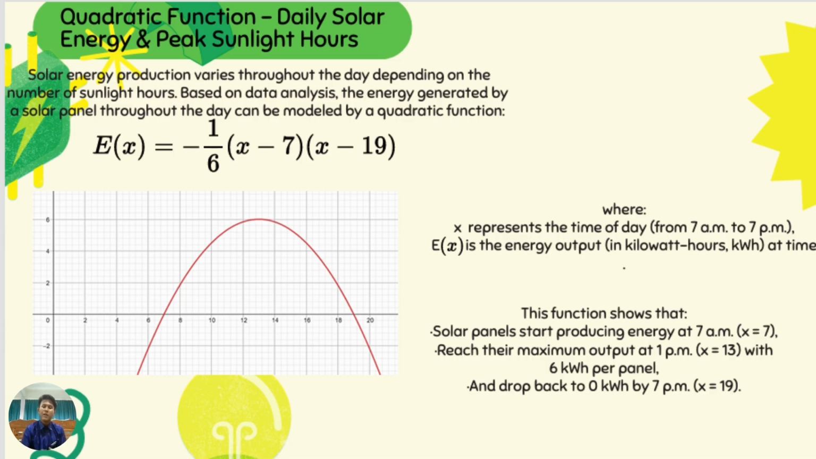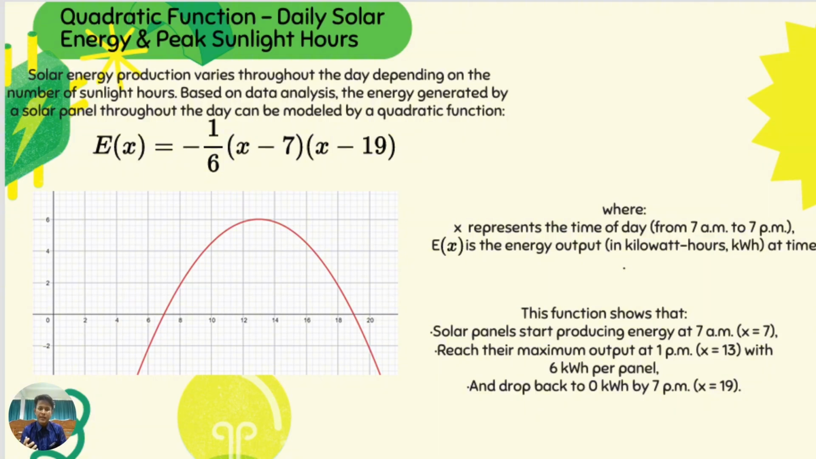Okay, next is about the quadratic function, where we talk about daily solar energy and peak sunlight hours. Solar energy production varies throughout the day depending on the number of sunlight hours. Based on the data analysis, the energy generated by a solar panel throughout a day can be modeled by a quadratic function, which we can represent as E(x) equals negative 1 over 6 (x minus 7)(x minus 19).